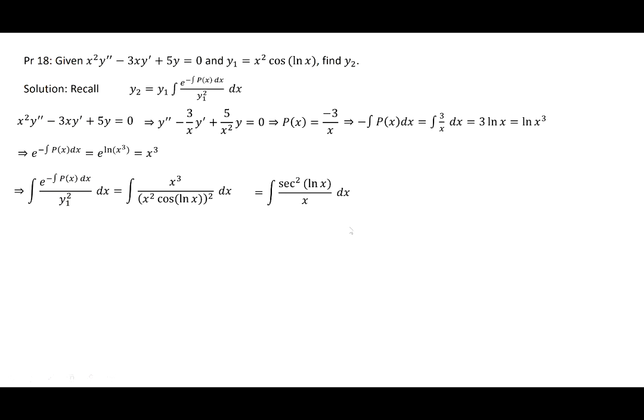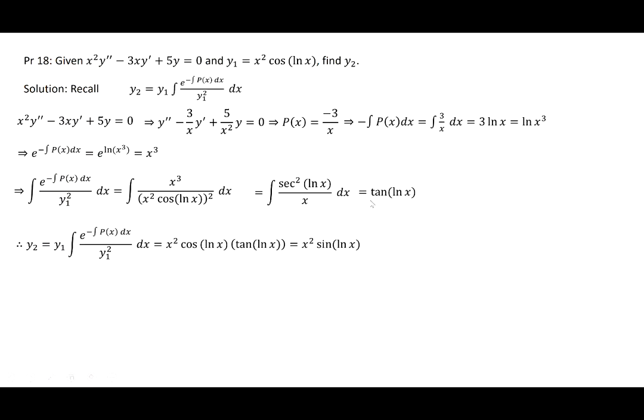So the question is, how do you integrate this? Use substitution. If you say u equals natural log of x, du is 1 over x dx. So this is just the integral of secant squared u du. Tangent u is the integral, so tangent of natural log of x is the integral. Okay, what's the next step?